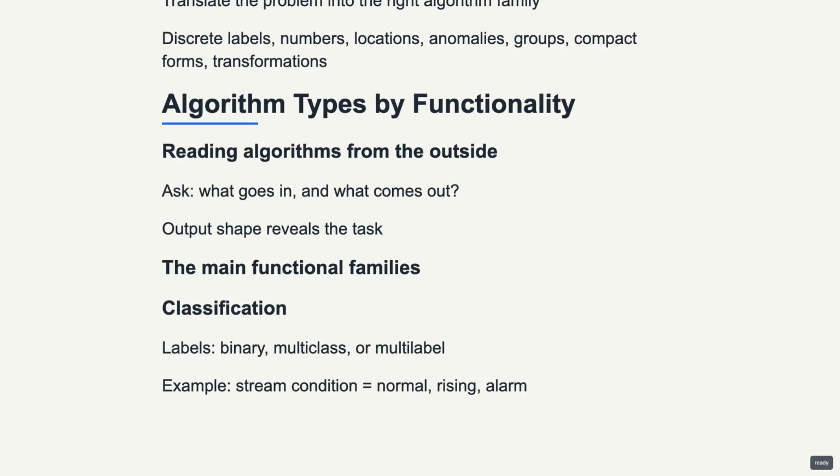A sensor stream like that fits classification well because the system is choosing among a small set of known states. The raw signals stay continuous, but the final decision becomes a discrete event that another system can use right away.